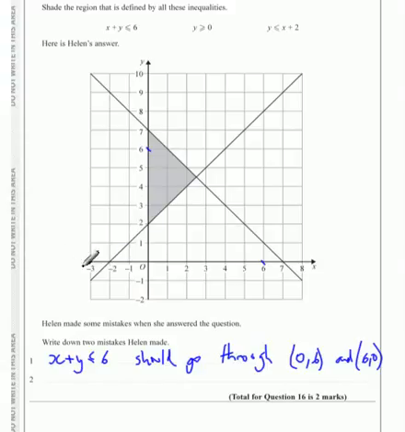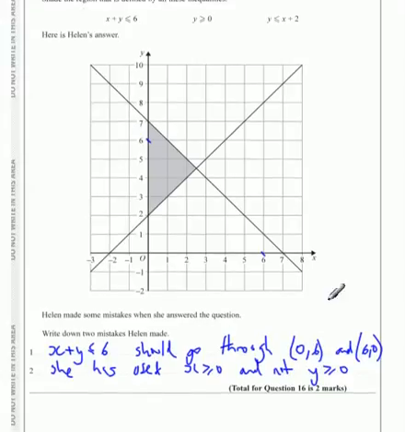Next one is our y is greater than 0. For y to be greater than 0, we are looking at anything above the x-axis. Whereas here she has used the y-axis, which is x is bigger than 0. So she has used x is bigger or equal to 0 and not y is bigger than or equal to 0. That is enough to get our 2 marks.